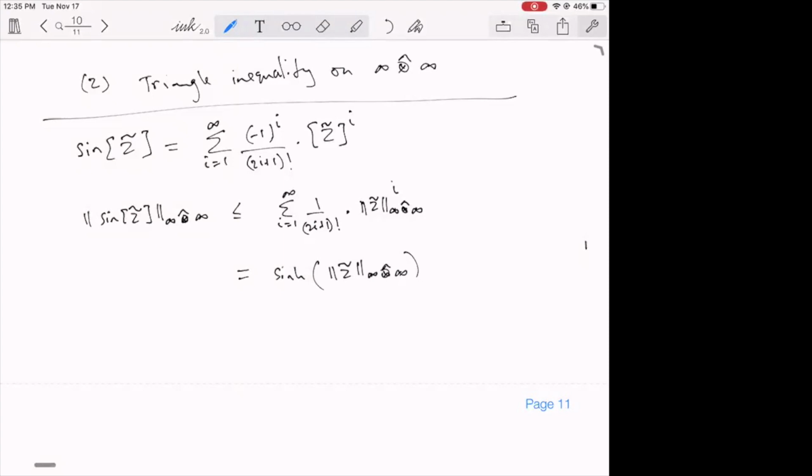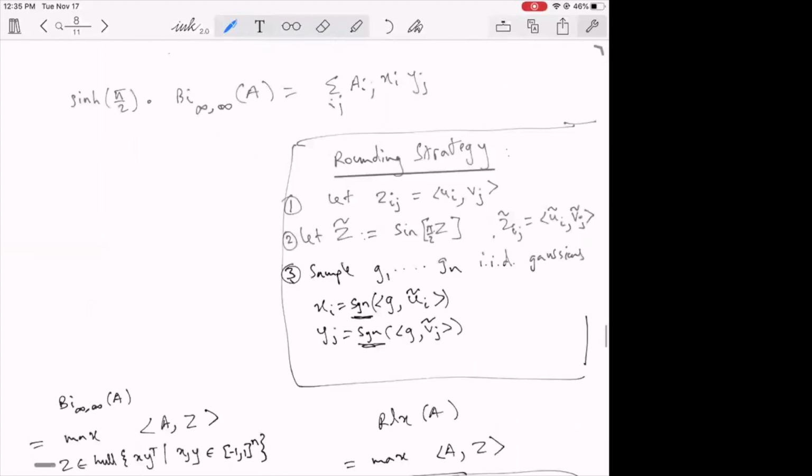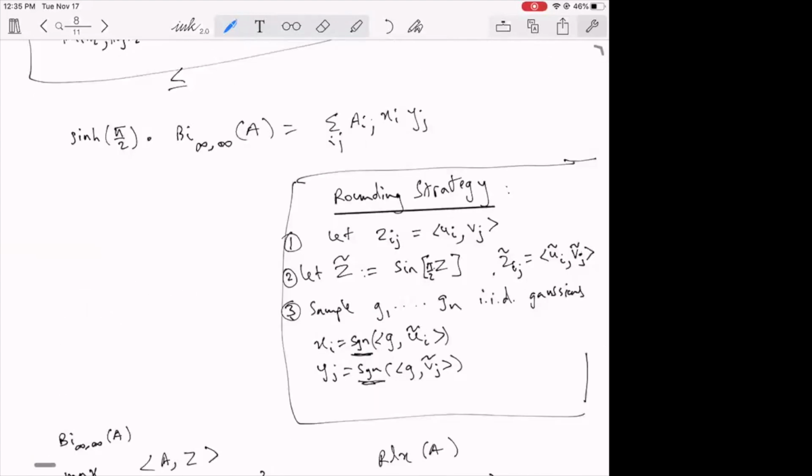But implicit in this entire argument I gave you is that the above rounding algorithm I mentioned will work. That is, you take the optimal ensemble of vectors Ui and Vj, you apply this entry-wise inversion operation to it first to get a different matrix. Then you do Gaussian rounding on that different matrix, and then you'll have good value.